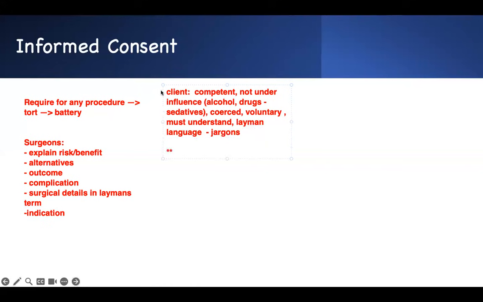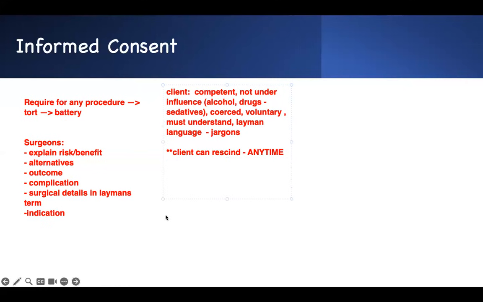Keywords. Client can rescind this consent anytime. Even 2 seconds before you get the patient to the operating room, they can rescind. He said, I don't want this. Let me go away. You should let them go away. Otherwise, he committed what? Battery, like I said.